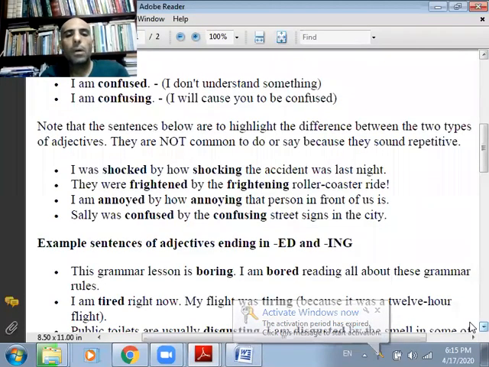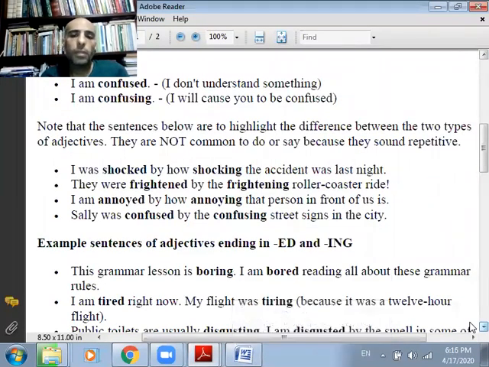Note that the sentences below are to highlight the difference between the two types of adjectives. They are not common to use because they sound repetitive. بس المقصود إن إحنا نوضح المعنى. تمام؟ طيب. I was shocked by how shocking the accident was last night. يبقى عندنا كلمة shocked describes the person. Okay, it describes the person who has been affected by shock. لكن لما أقول the accident was shocking يبقى أنا بوصف الحاجة اللي سببت الصدمة.